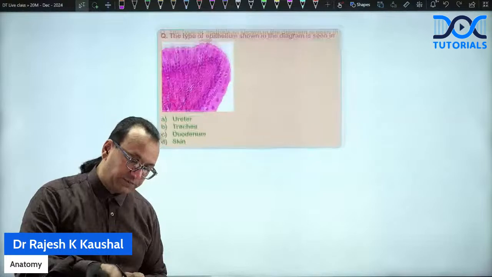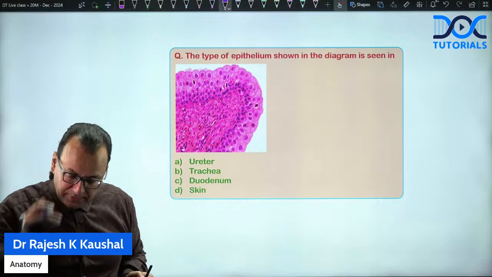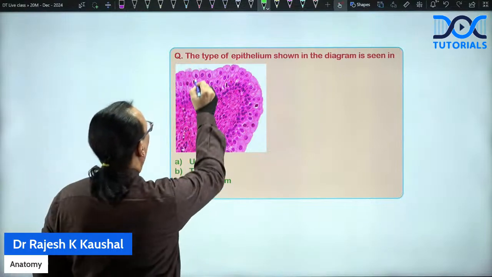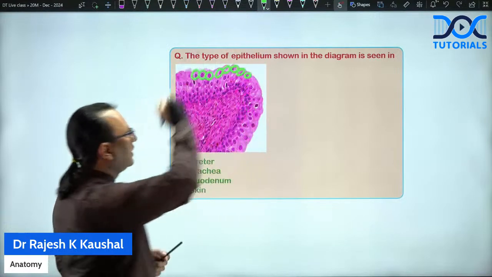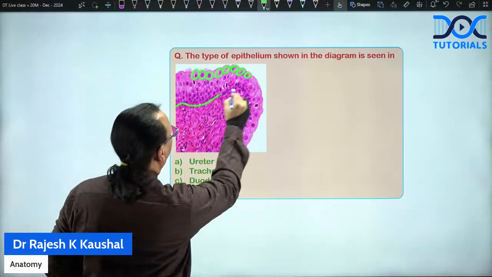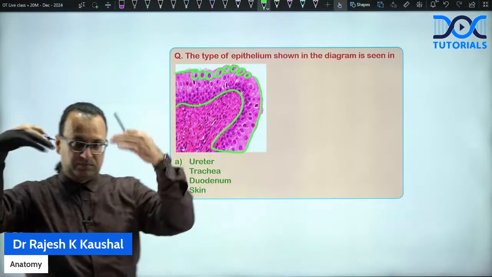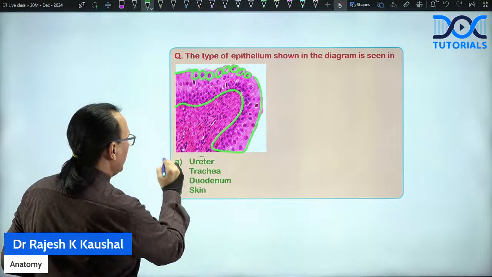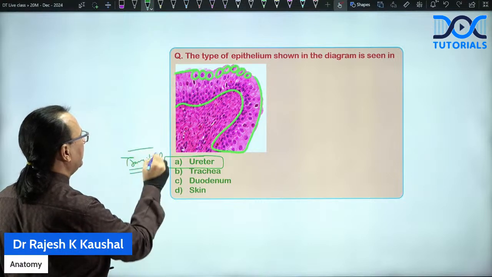Now, what about this question? It is asking about the epithelium in the diagram. As you look at this diagram, you will immediately notice that it is having large globular cells towards the surface, apices. And if you have large globular cells, and it is a multi-layered appearing epithelium, with large globular cells towards the lumen or towards the surface, it is going in favor of the transitional epithelium. Transitional epithelium means ureter. So it is a diagnosis of transitional epithelium and ureter.